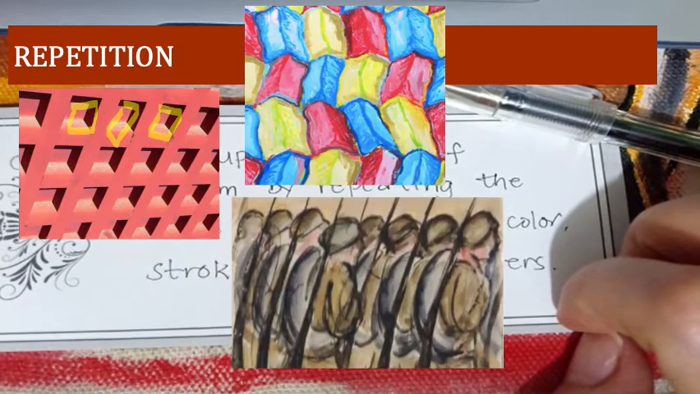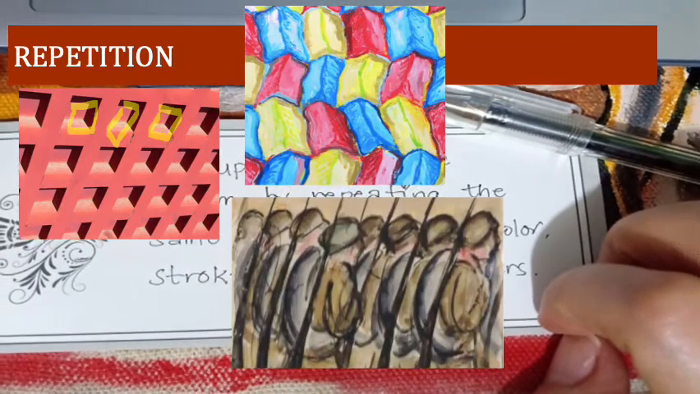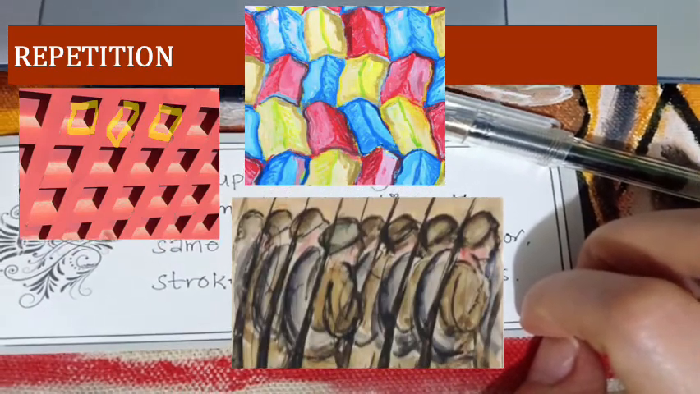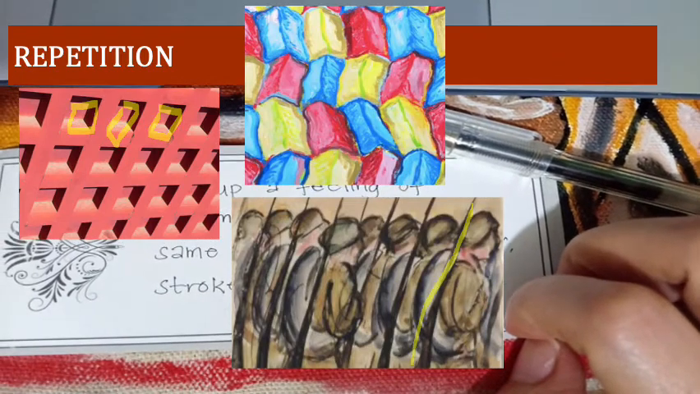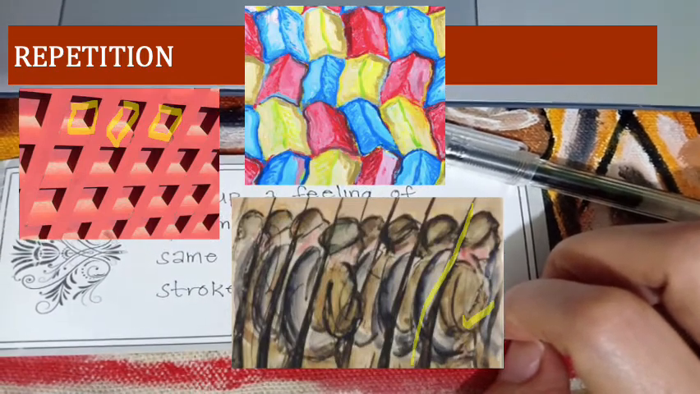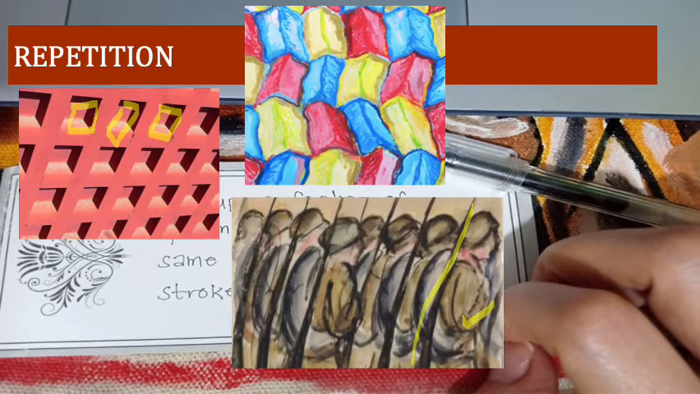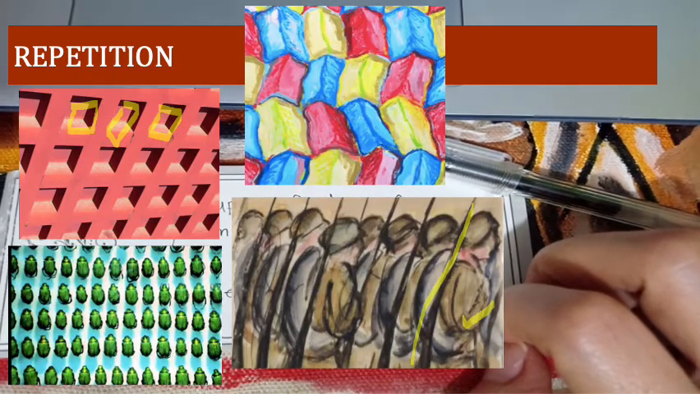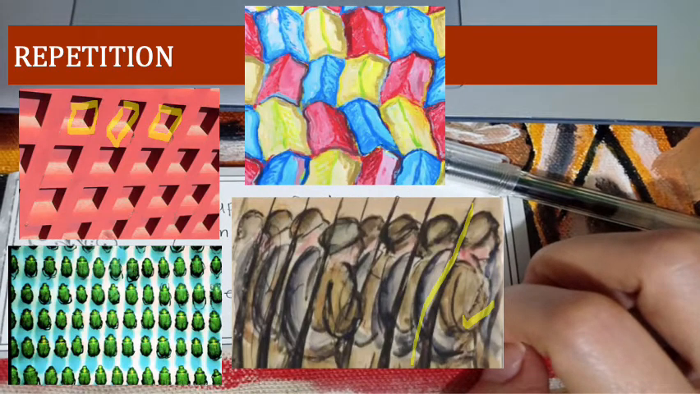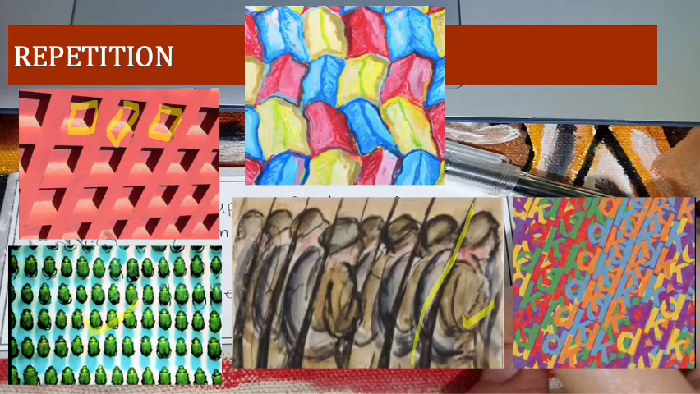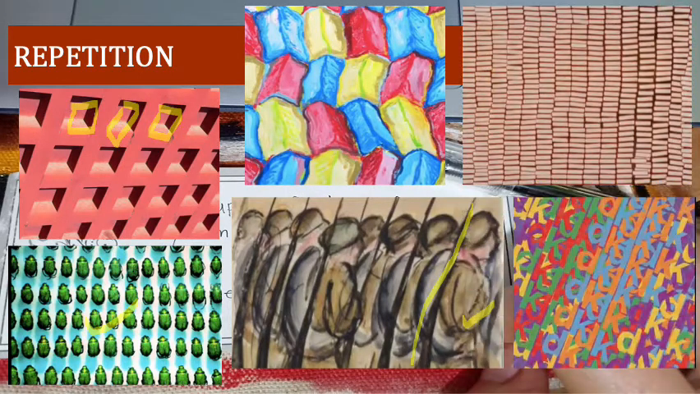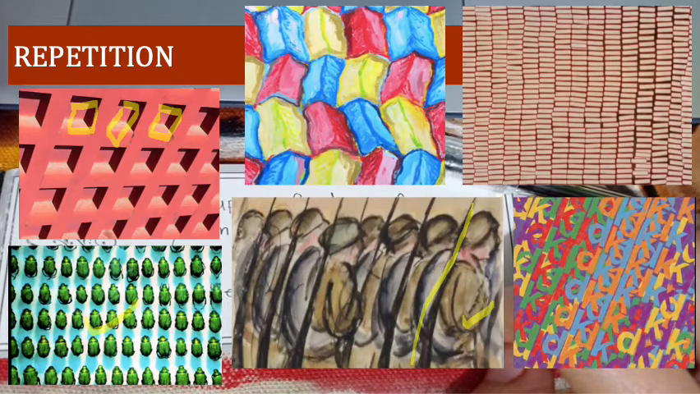So we have a lot of examples here. This one is also a repetition of line and a repetition of object as well as colors. And then this one is the repetition of objects. This one also, and this one. Okay? So it is quite similar to pattern. Okay?